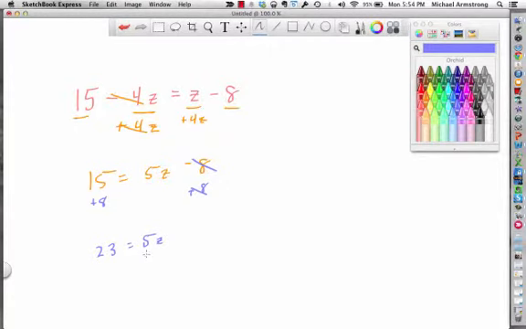That makes sense? Now I want to divide both sides by 5 so that I get the z all by itself. Now, our previous problems always had our letter on the left side of the equation, but our letter can be on the right side.